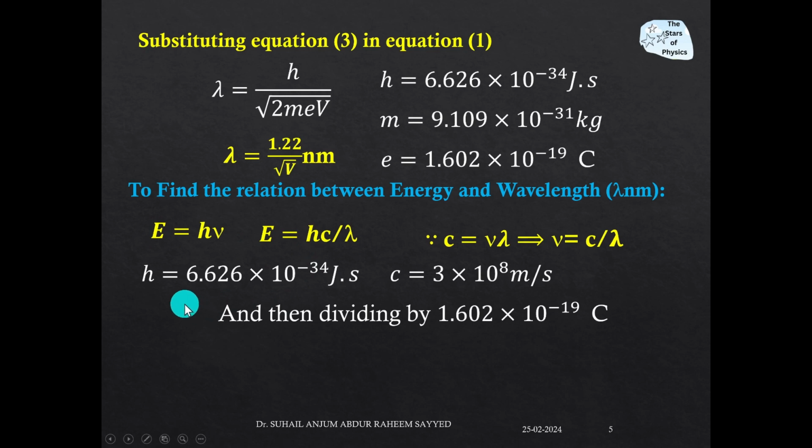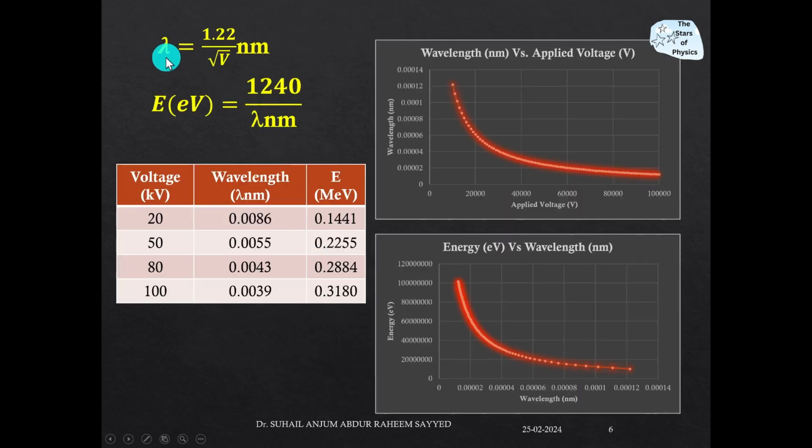Now substituting Planck's constant and the velocity of light here and then dividing by 1.602 into 10 raised to minus 19 to get the energy in electron volt, we get this relation: energy in electron volt is equal to 1240 divided by wavelength in nanometer. So we got these two relations, that is the relation between wavelength and the applied voltage, and the relation between energy in electron volt for a particular wavelength.